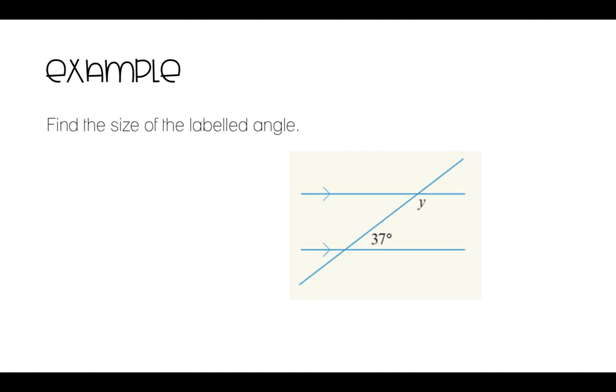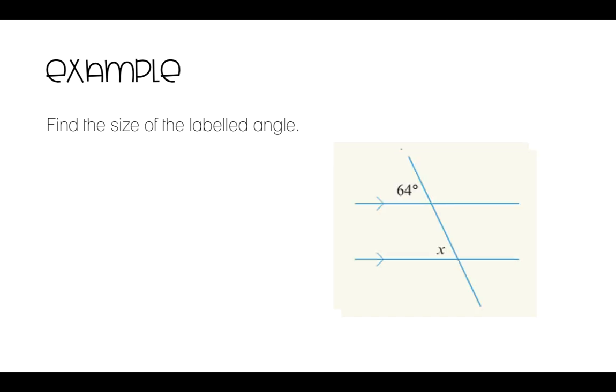Now we can find the size of the angles as well. These two angles here are co-interior, and if we remember from our definition, co-interior adds up to 180. So we would go 180 take away 37, which gives us y equals 143. For this one, these two are corresponding, and we can see that they look similar sizes, and we know that corresponding angles are equal in size, so we can simply say x equals 64.